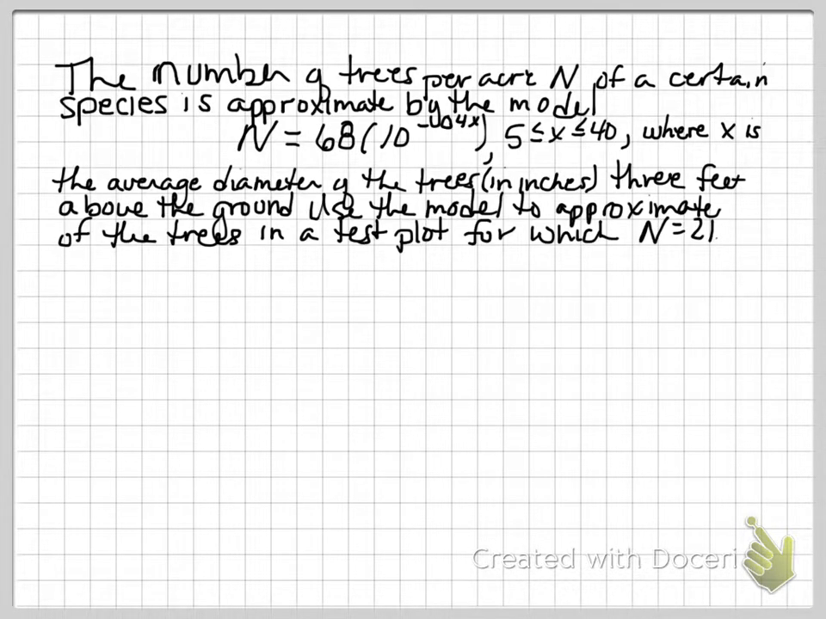Okay, so this word problem is not going to take us that long. It's really quick. It says the number of trees per acre N of a certain species is approximated by the model N is equal to 68 times 10 to the negative 0.04x, for 5 is less than or equal to x is less than or equal to 40, where x is the average diameter of the trees in inches, 3 feet above the ground. Use the model to approximate the diameter of the trees in a test plot for which N is equal to 21. So all we're going to do is put the model they gave us equal to 21, because 21 does fall between 5 and 40.